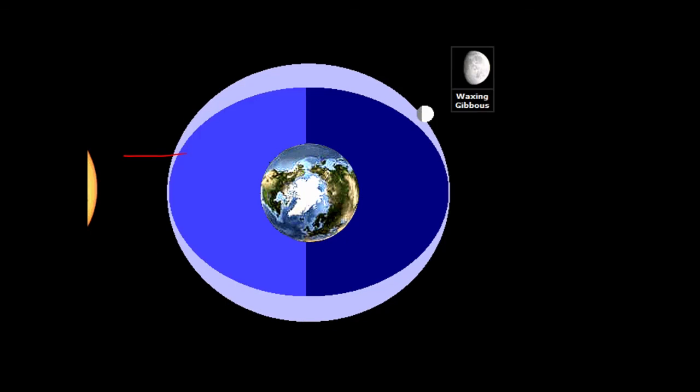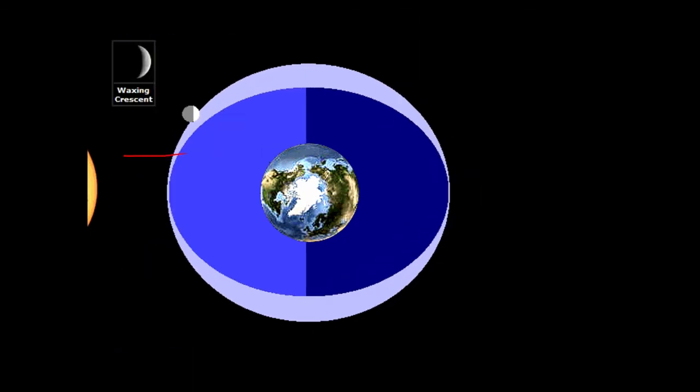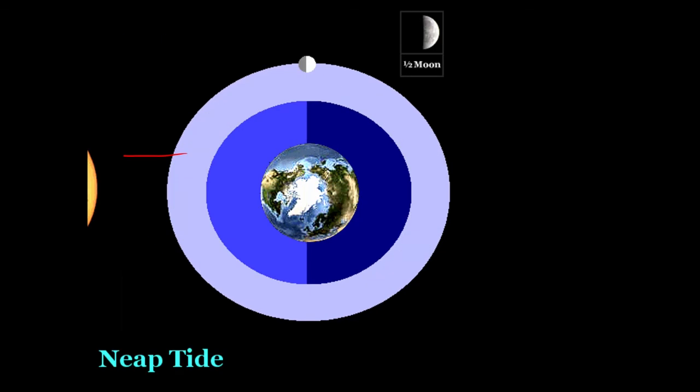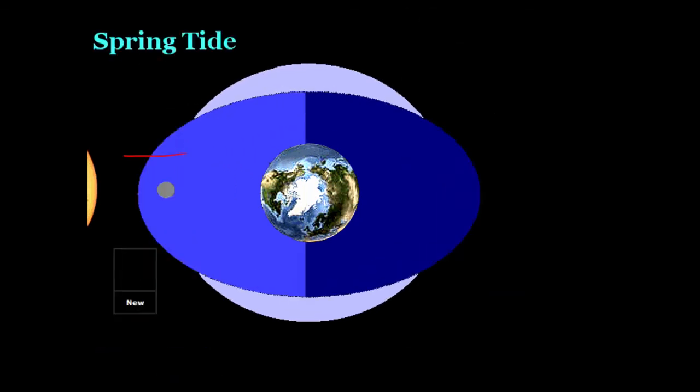Okay, so there's another GIF. Like I said, there are so many good GIFs about tides, so I included a lot of them here. You get a spring tide during a full moon and a new moon, and then you get a neap tide during a first quarter and a third quarter moon.